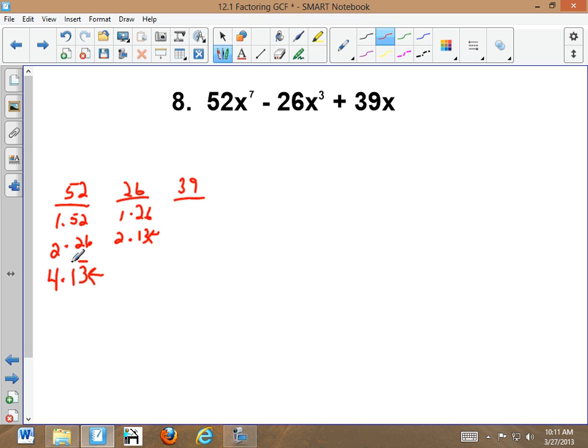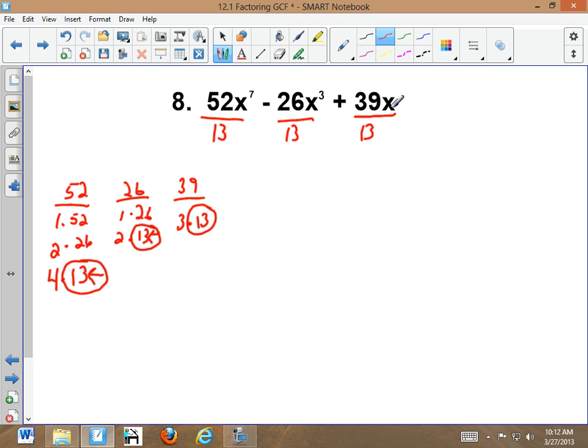Now, both of these numbers have a 13 as the greatest common factor. So I'm just going to see if 39 divided by 13 works. 39 divided by 13 equals 3. 3 times 13. So guess what? 13 is my greatest common factor. What does that mean? That means I'm going to divide all of these by 13. I can divide a 13 out of all of these numbers. Okay?